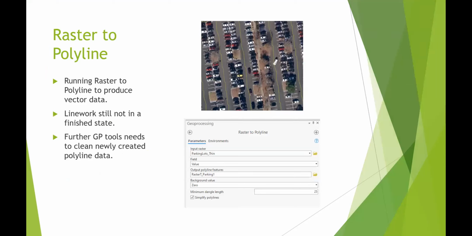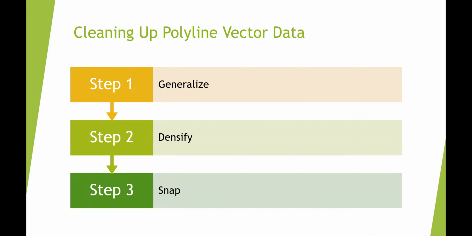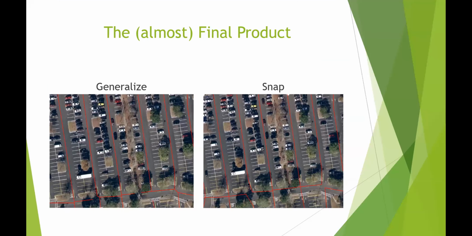So from there, I can run raster to polyline. And as we see, we got our polyline data. However, it's kind of wavy. It's not how I want to portray these parking lanes, so there's additional work I need to do. I learned that to clean that up, I can run a generalize and then run a densify, which adds more vertices to the polyline data, and then I can snap the data together. Running generalize, we see that I can smooth out that line work. And then an optional step, as I mentioned earlier, is to densify to add more vertices and use the snap to create better results.